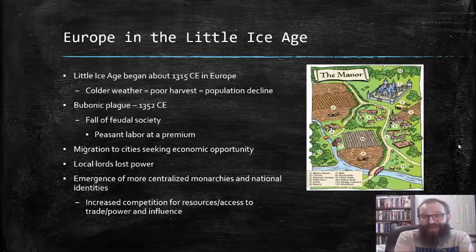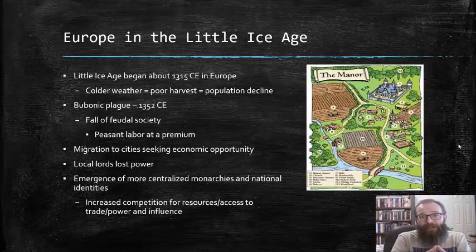Now, this was exacerbated by the spread of the bubonic plague in Europe, which began around 1352 CE. And this bubonic plague decimated European populations that were already suffering from a decline as a result of the Little Ice Age. Now, this led to a fall of the feudal society, which was the basis for the economic, social, and political lives of Europeans at the time.